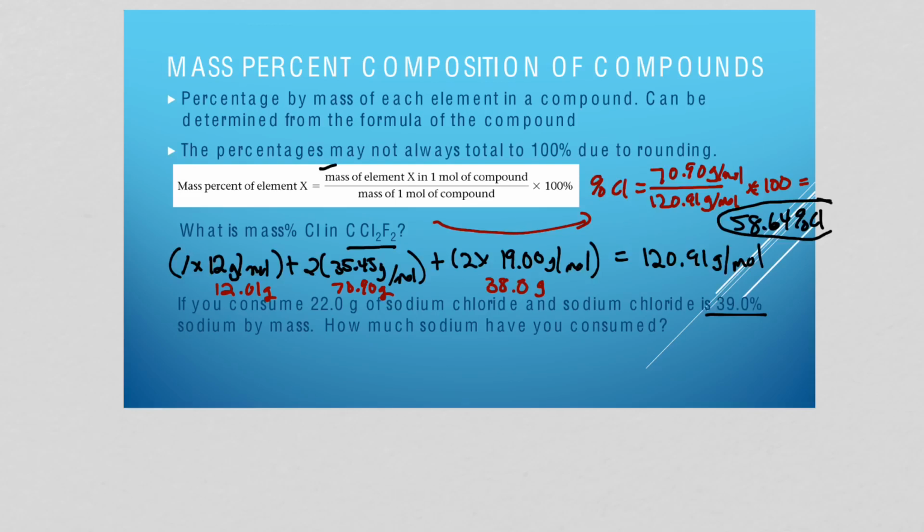So now I can take that 22.0 grams of NaCl and I can multiply it by the percentage of sodium. So now when we do this, we're going to multiply it by the fraction, or we're going to take the percentage divided by 100. So we're going to multiply this by 0.390 as the percent sodium. And if I do that, I get 8.58 grams of sodium.